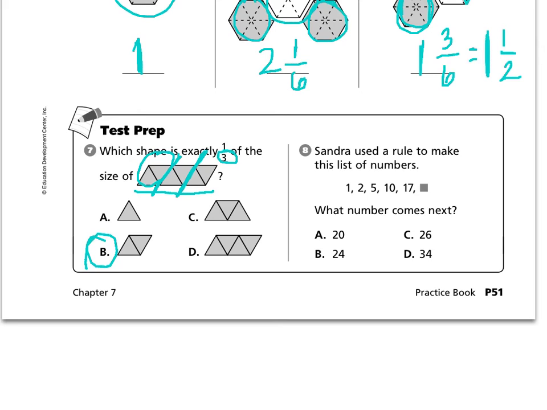Number 8, Sandra used a ruler to make the list of numbers: 1, 2, 5, 10, 17. What number comes next? Well, I don't notice any multiplying or dividing, so I need to be thinking about adding or subtracting. So I'm just going to see what's the difference in between each number.